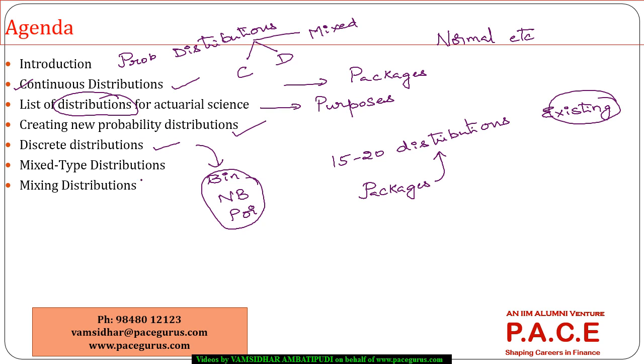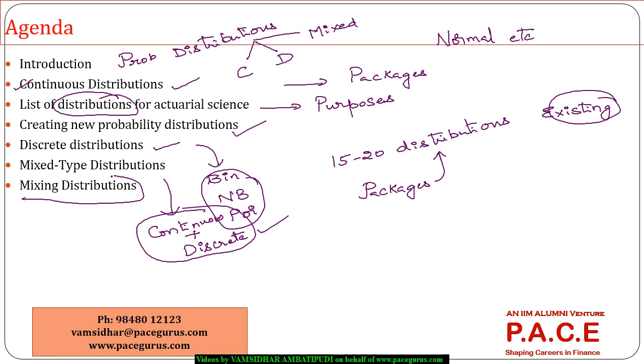Then we will talk about the mixed type, which is a mixture of continuous as well as discrete. Up to a certain value, they follow a continuous distribution, but after that they follow a very discrete kind of distribution. Those are the ones we call mixed type distributions. So how do I handle mixed type distributions in R?